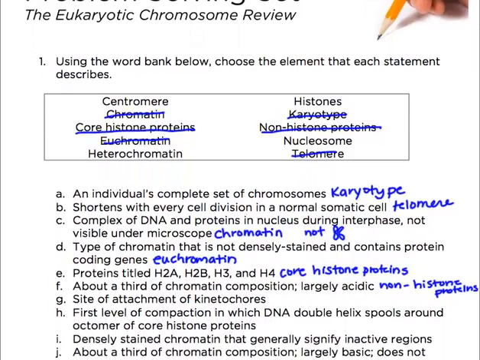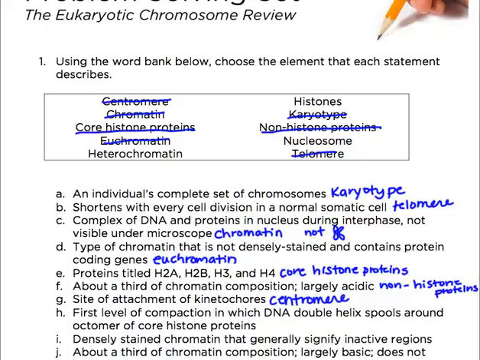Part G. Site of attachment of kinetochores. So this is the centromere, right? It's an important DNA sequence element. And this is the element of the chromosome where the kinetochores attach, and therefore the chromosomes can be pulled apart during mitosis and meiosis. Part H.